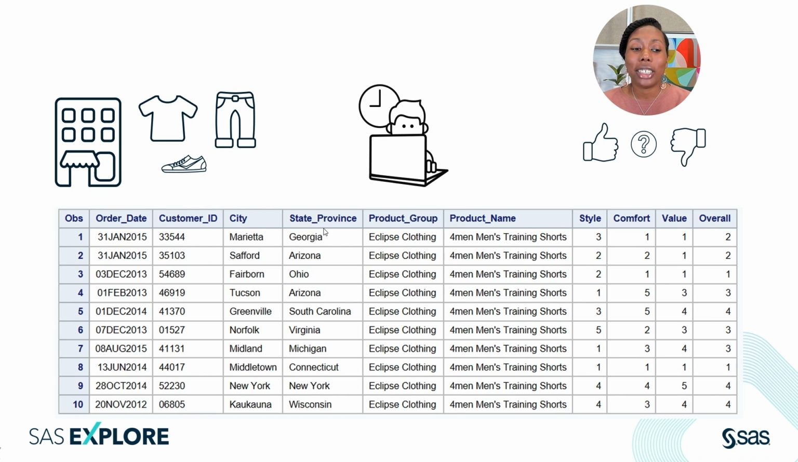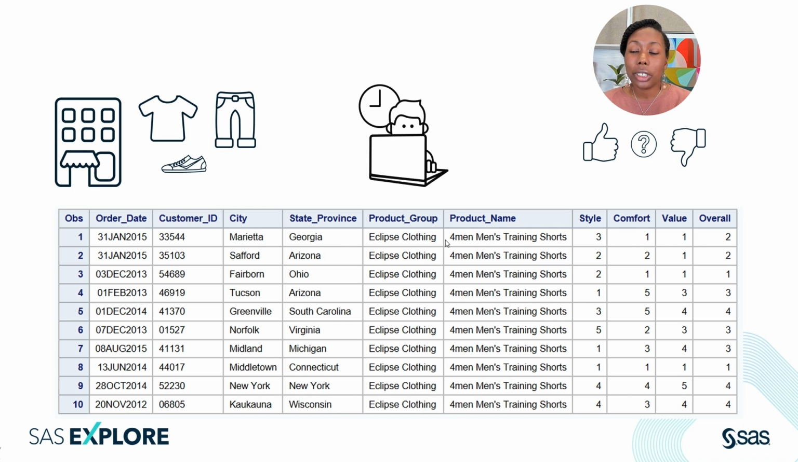So we do have some raw data where we have the order date that our customer placed, we have their customer ID, where they're from, the city and the state, and then we also have the product itself as well as the product group that it comes from. When a customer orders a product, they can go back with the review page and on a star system of 1 star to 5 stars, list what they liked or didn't like. So for example, with style, 1 to 5 stars. Did they find the product was comfortable? Did they think it was a good value? And then they have that overall rating. So each of these will be on a 5-star scale.